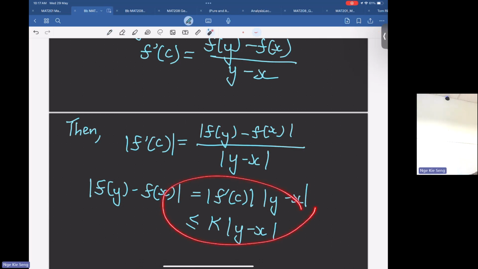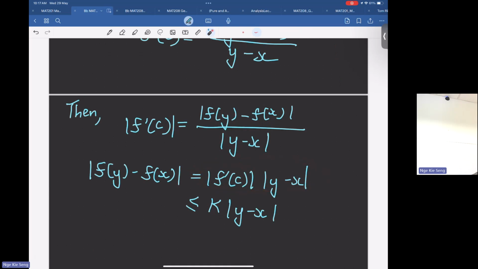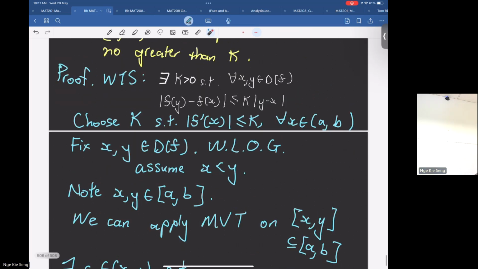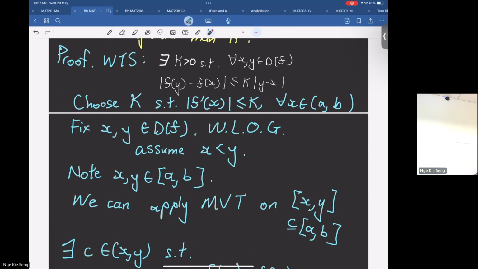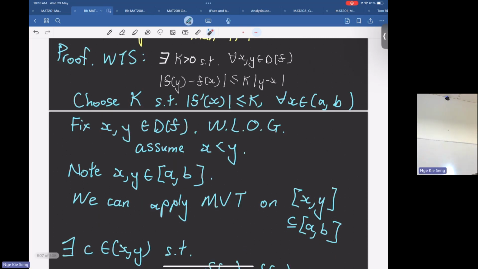So this is a bit like working backward. We want to check when this is true. So this is true when you choose k to be the bound for your derivative. Okay. Any question? No? Okay, so this is done.